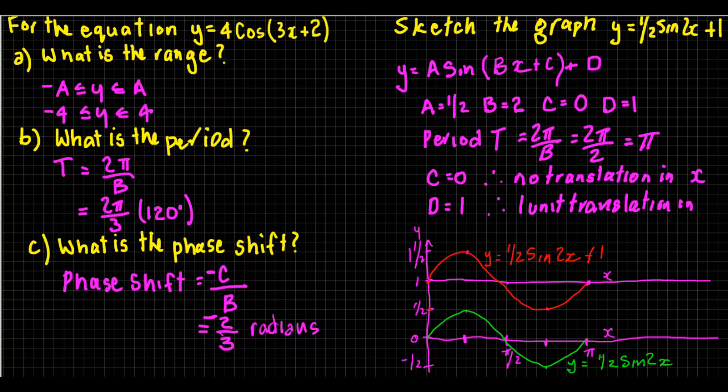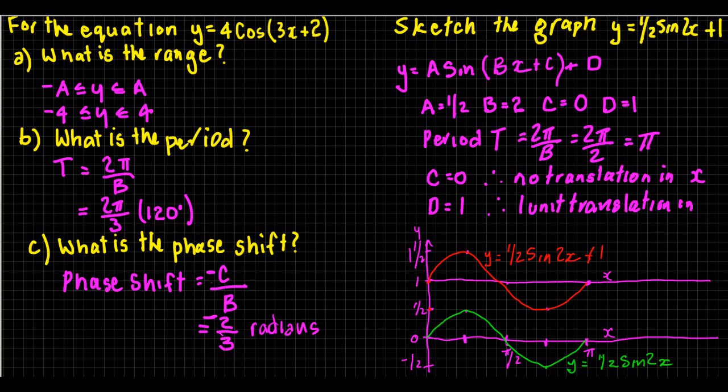For the equation y equals 4 cos 3x plus 2, let's have a look and see if we can find what the range is. Because we have our general equation of the graph, y equals a sine bx plus c plus d, we are able to see straight away that a, the amplitude, in this instance would be 4. So the range of the graph would be negative 4 less than or equal to y less than or equal to 4.